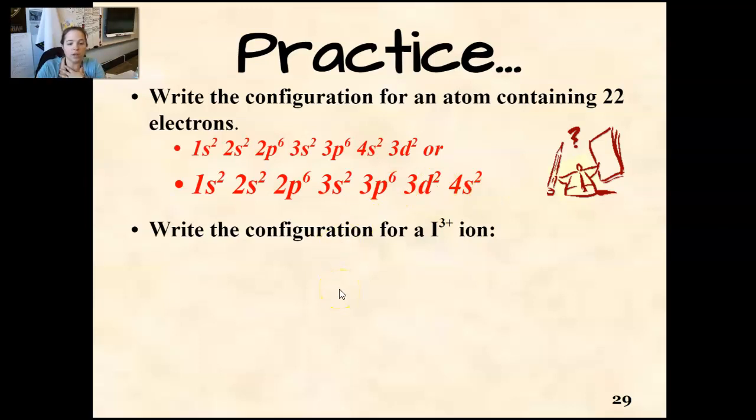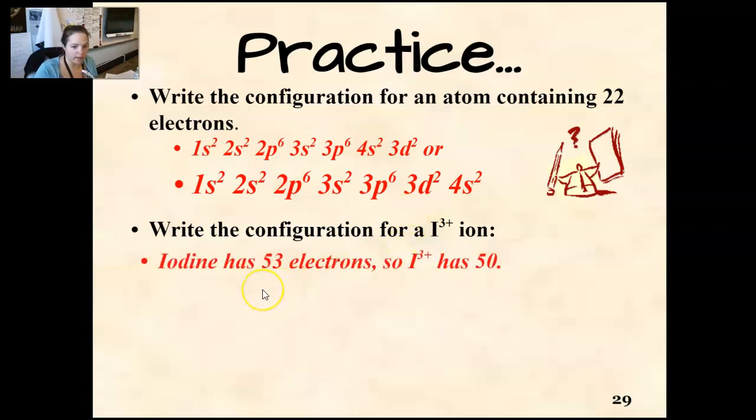All right. Write the configuration for an iodine plus 3 ion. So iodine has this right here. It's a lot. It's definitely a lot. So for us to do this, I'm going to take the easy way. Let's see how I did it. So iodine has 53. With the plus 3, remember that means there are 3 more positives than negatives. So I'm going to subtract 3 from that. There are 50.